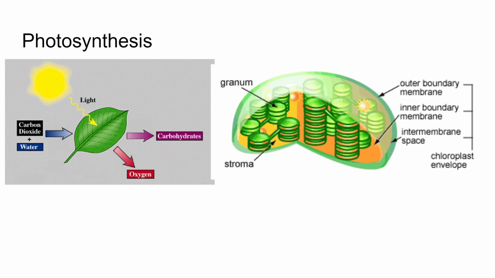Photosynthesis is the process in which light energy is converted to chemical energy in the form of sugars. In a process driven by light energy, glucose is constructed from water and carbon dioxide, and oxygen is released as a byproduct.